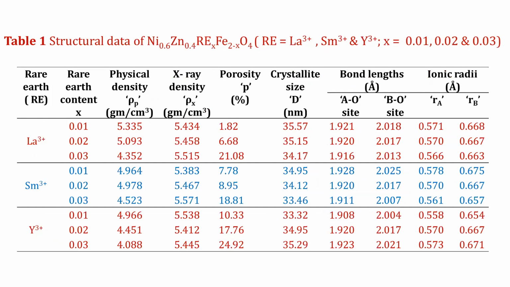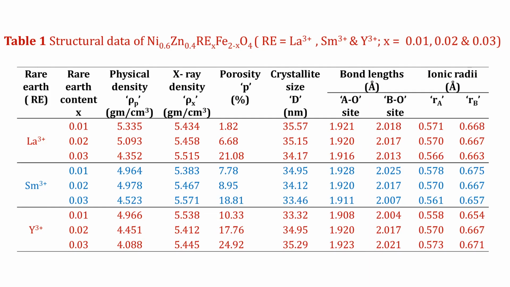Now this table shows structural data of rare earth substituted nickel zinc ferrites. This data shows that the physical density of our sample, measured by using Archimedes principle, is 98% of the X-ray density. Crystallite size of the sample lies in the nano size range. It means that our ferrite is prepared in nano size, and the crystallite size decreases with increasing lanthanum content as well as samarium content.